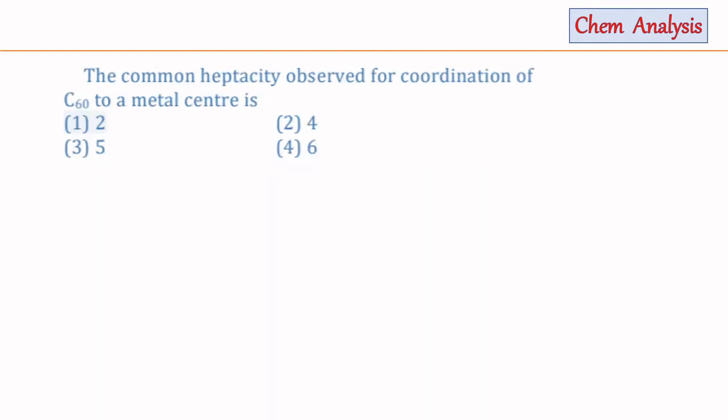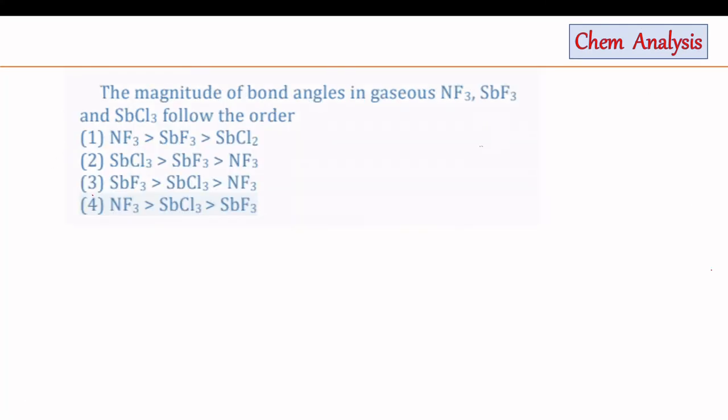Here this is a very simple question. You have to tell about the common hapticity observed for coordination of C60, that is fullerene, to a metal center. Generally C60 shows hapticity of 2 while coordinating to a metal center. Hapticity for C60 is equal to 2. It binds through a pi bond. Therefore hapticity is 2. This is a very basic level question.